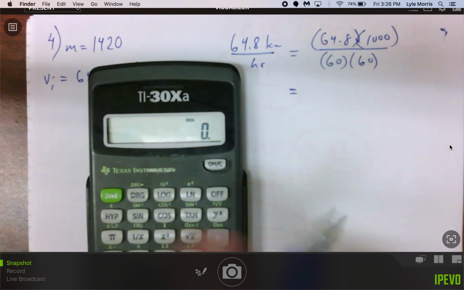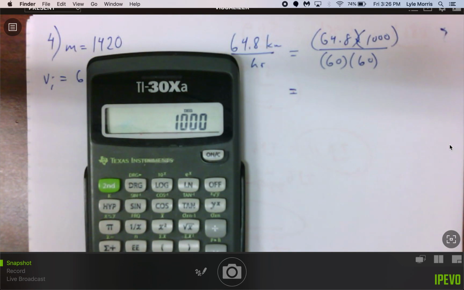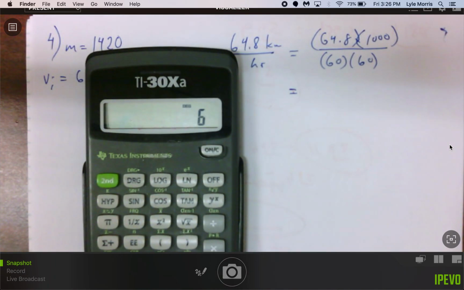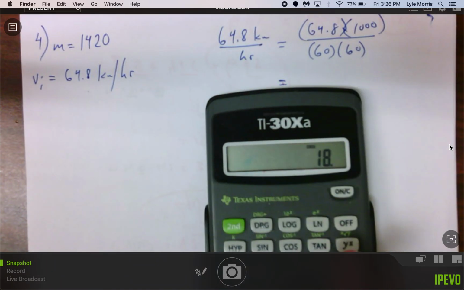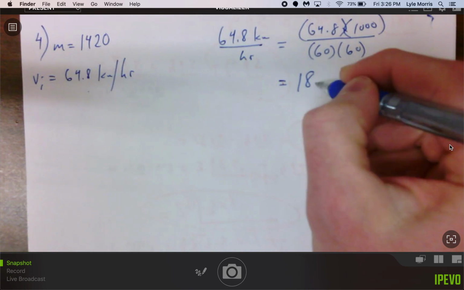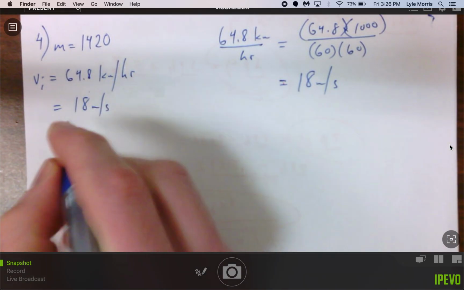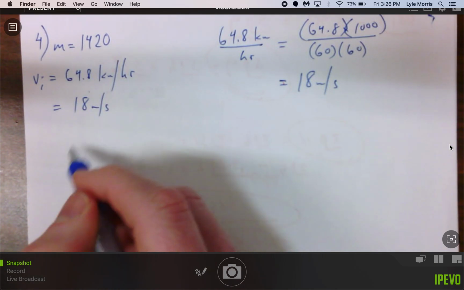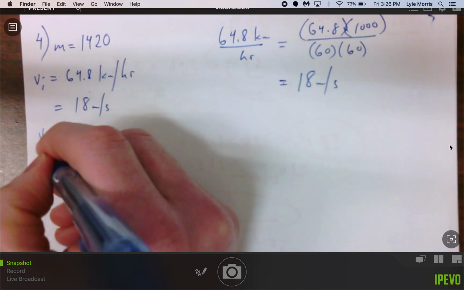So 64.8 times 1,000 equals that, divided by 60 equals that, divided by 60. 18. Well, that's beautiful, look at how round that number is. There's no decimals or nothing. 18 meters per second. So VI is 18 meters per second. Need it in meters per second. Mass is always in kilograms. Time is always in seconds. Displacement's always in meters.